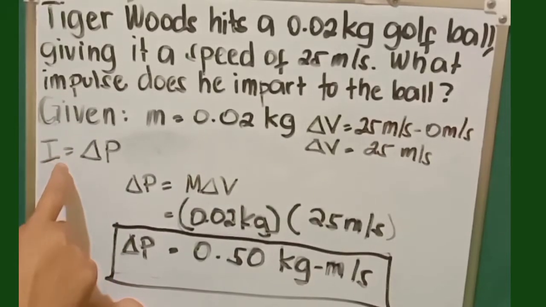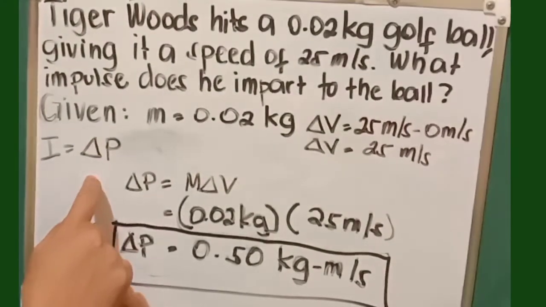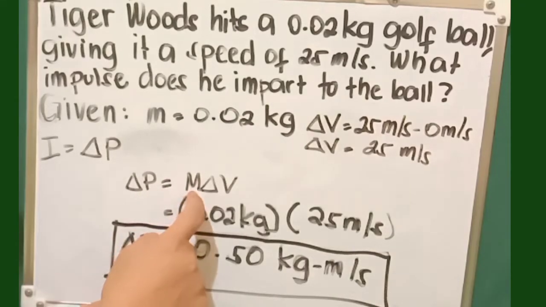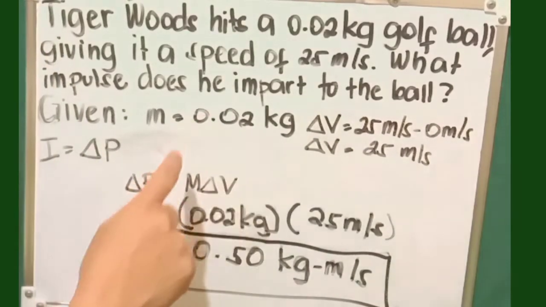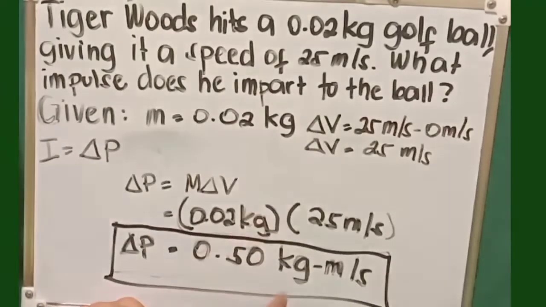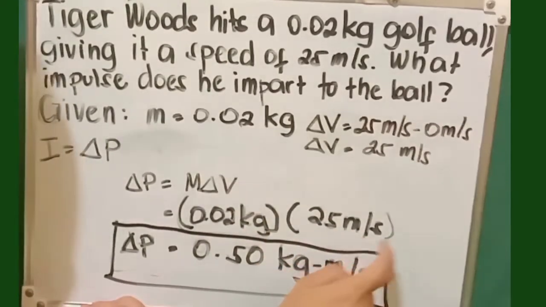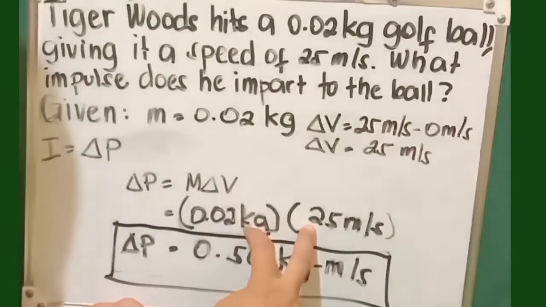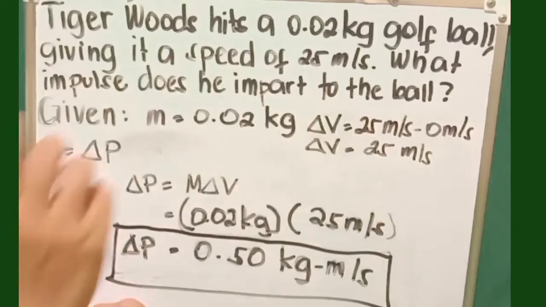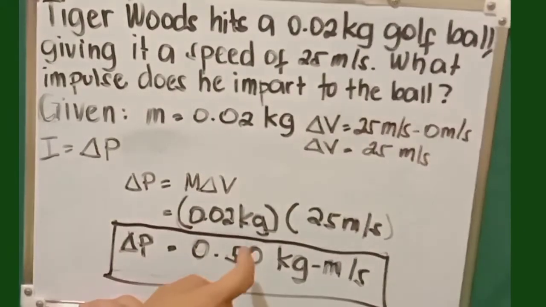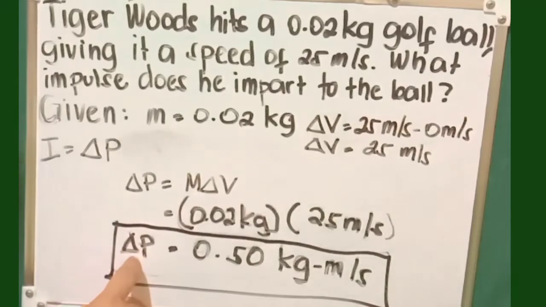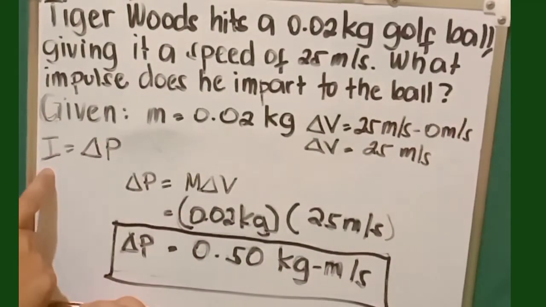Since impulse is equal to change in momentum, our formula is change in momentum is equal to mass multiplied by change in velocity. So the value of our mass is 0.02 kilograms multiplied by velocity, which is 25 meters per second. So we're going to multiply the two given numbers. 0.02 kilograms multiplied by 25 meters per second. The result is 0.50 kilogram-meters per second. So this is the value of our change in momentum, or the value for our impulse.